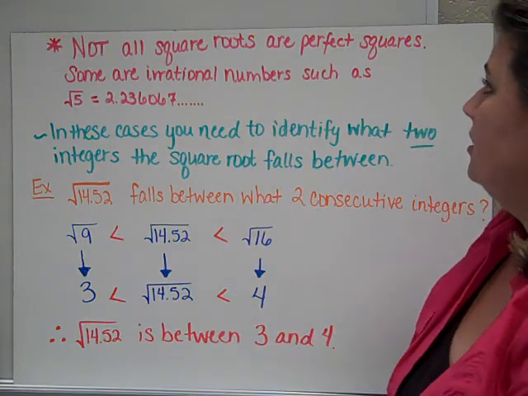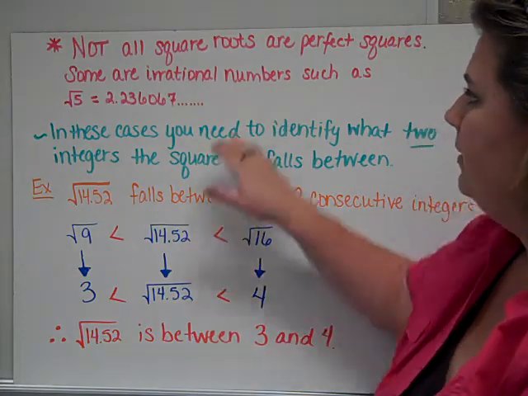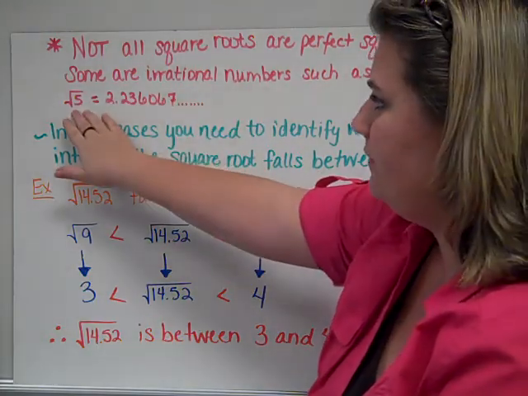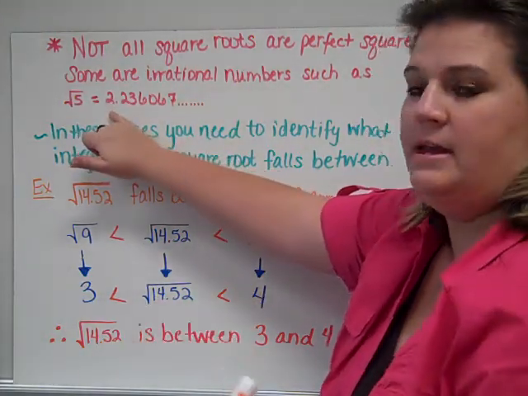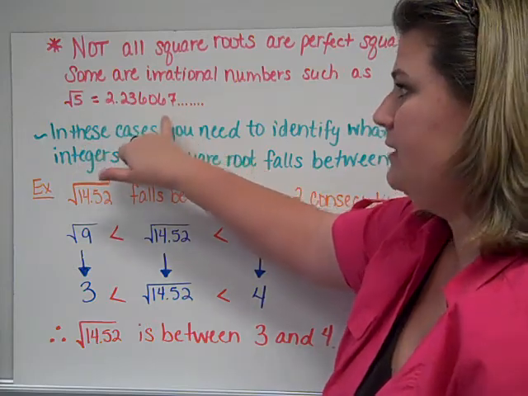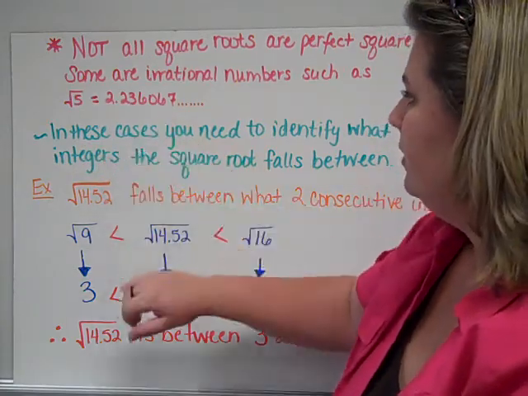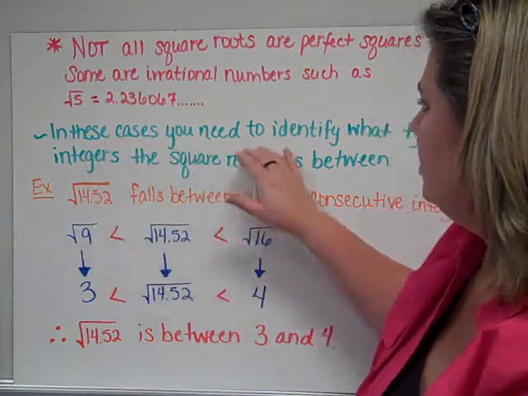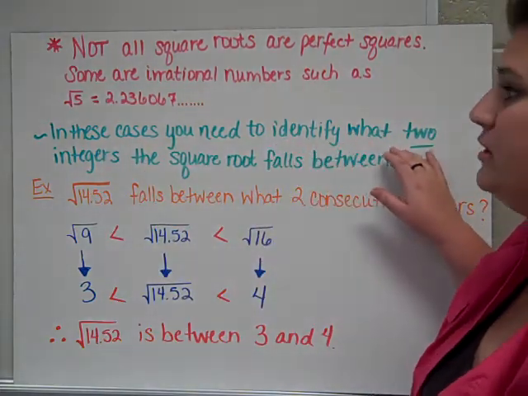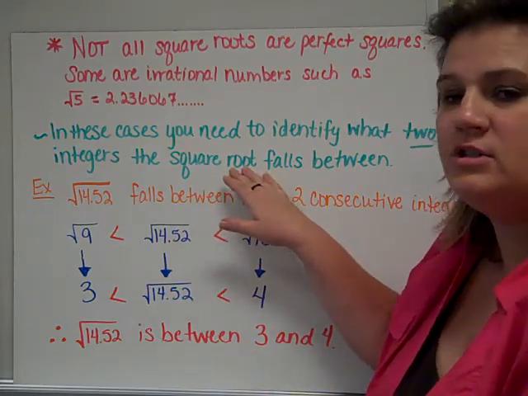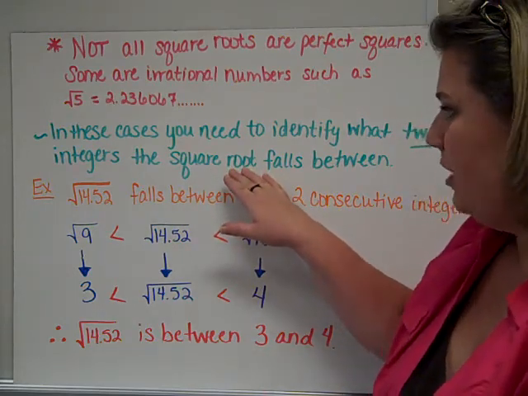Not all square roots are perfect squares. Some are even irrational numbers. So let's take, for instance, the square root of 5. If I were to type that in my calculator, this is what I would get. And remember, irrationals don't stop, they keep going. In these cases, you will need to identify which 2 integers the square root falls between. This would be your first step in approaching these problems.